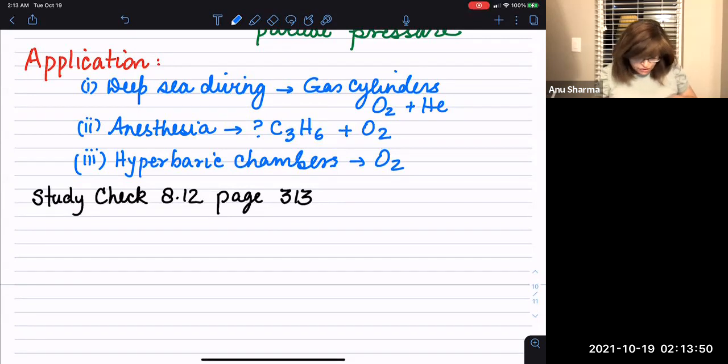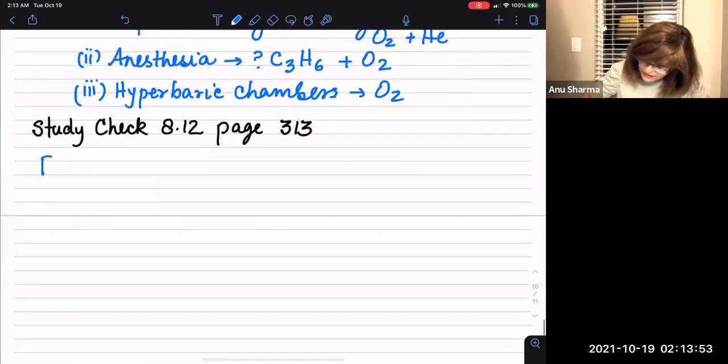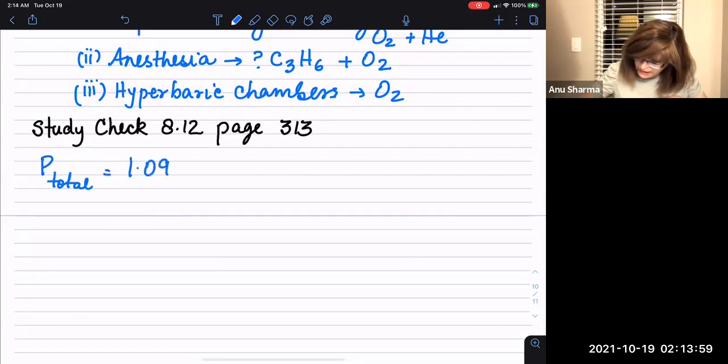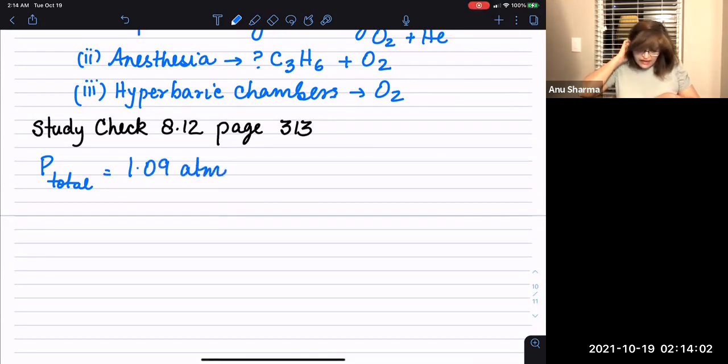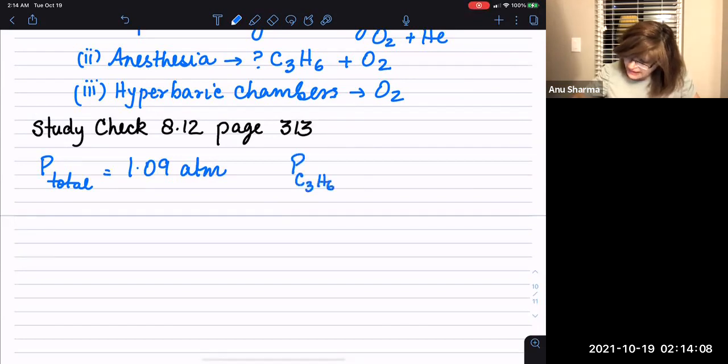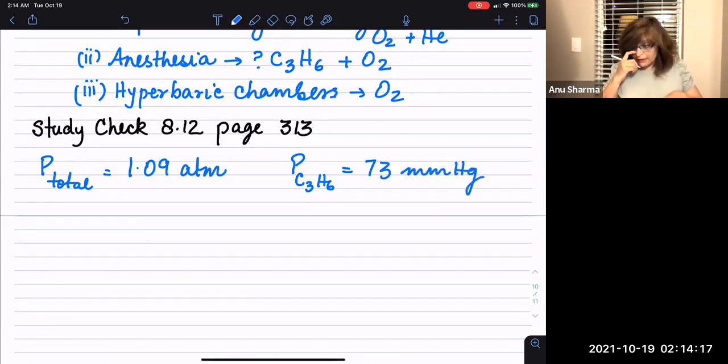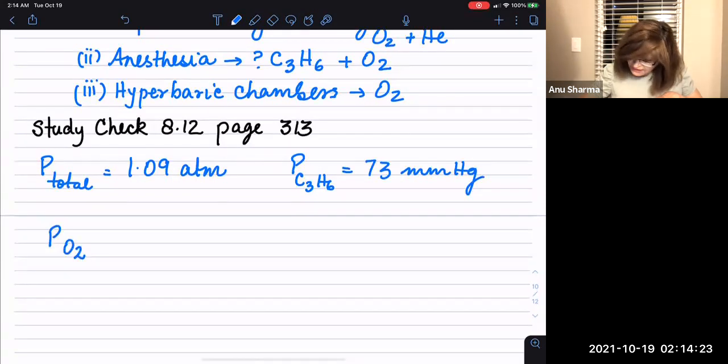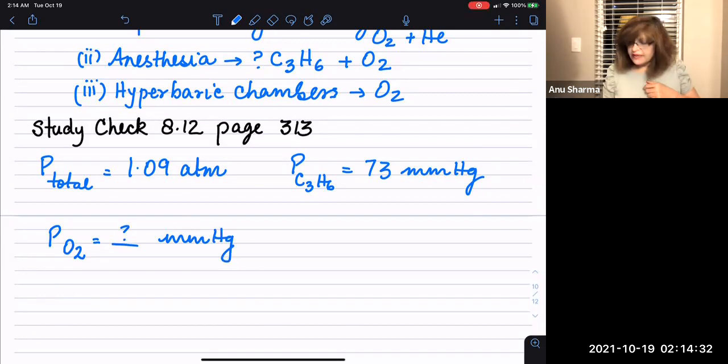If the mixture has a total pressure, P total, of 1.09 atm, and the partial pressure of cyclopropane, C3H6 gas, is 73 millimeters of mercury, obviously the units are not matching, so you need to change that. What is the partial pressure of oxygen in millimeters of mercury in this anesthetic?